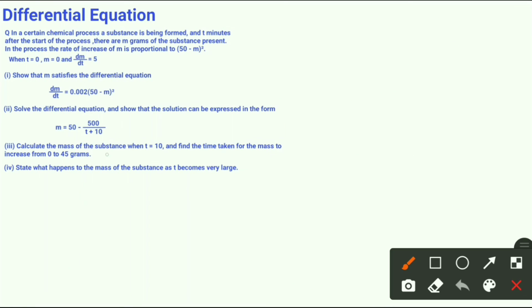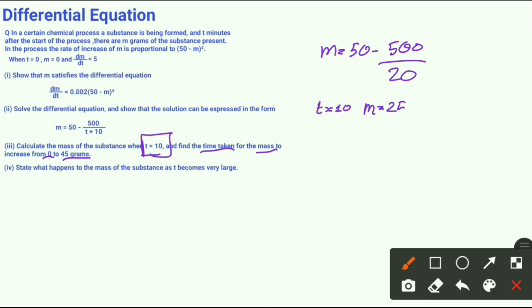Part 3, calculate the mass of the substance when t is equal to 10 and find the time taken for the mass to increase from 0 to 45 grams. Calculate the mass of the substance when t is equal to 10. We're going to put t is equal to 10 in here, and we will get m is equal to 50 minus 500 upon 20, and if I use a calculator, then it's going to be 25. If t is equal to 10, then m is equal to 25. Okay, this is the answer.